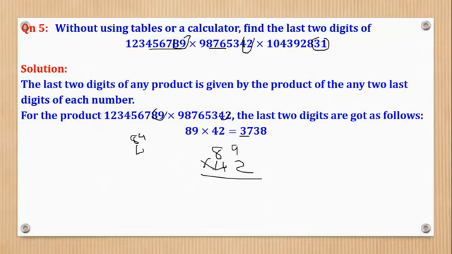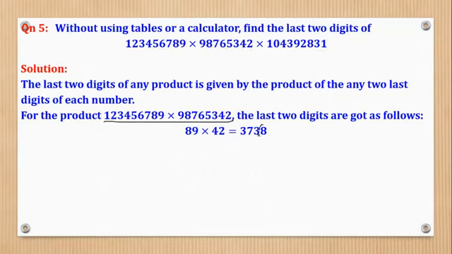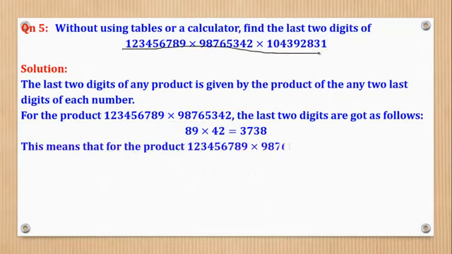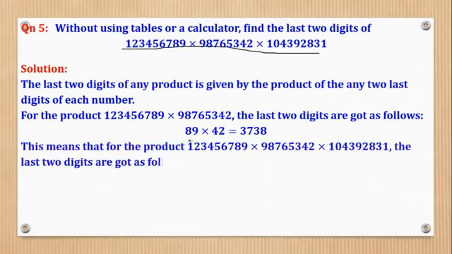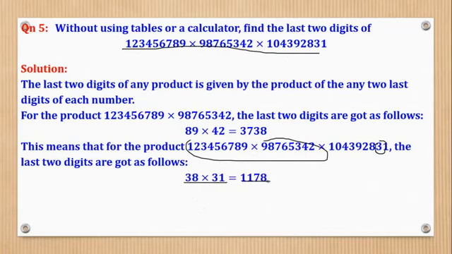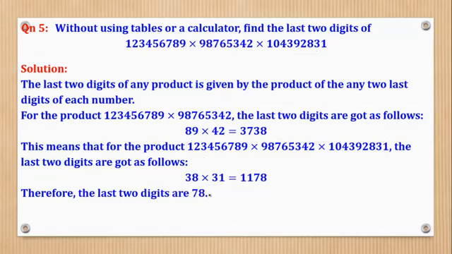I think you know that procedure from primary school to come up with this. Then you realize that the last 2 digits of this product are 3, 8. What if I want the last 2 digits of the whole of this? I'll say now the last 2 digits of this, which are 3, 8, times the last 2 digits of this, which are 31. And when I multiply the 2, I come up with this, meaning that the last 2 digits we required are 7, 8.